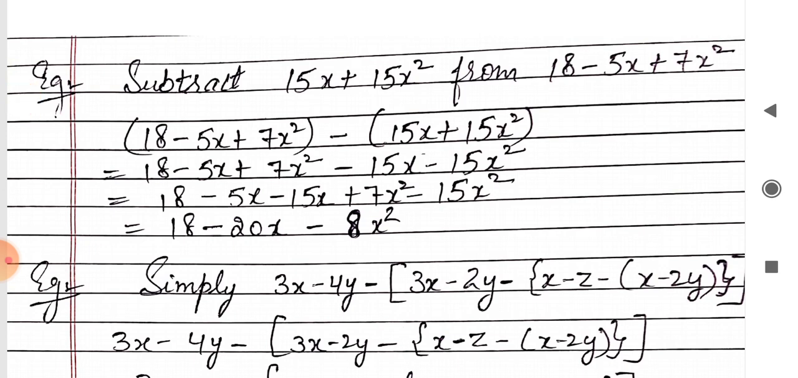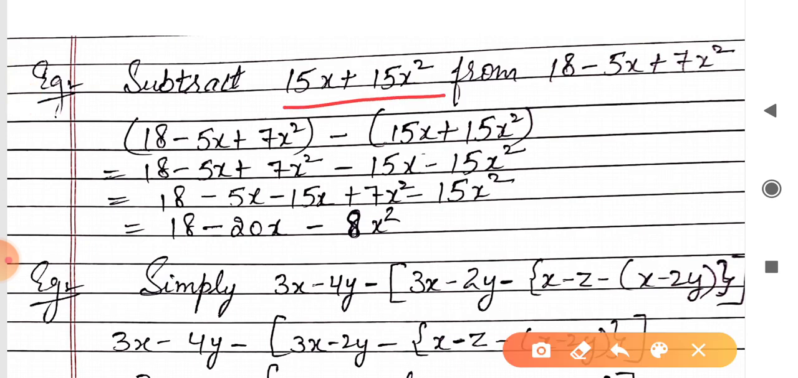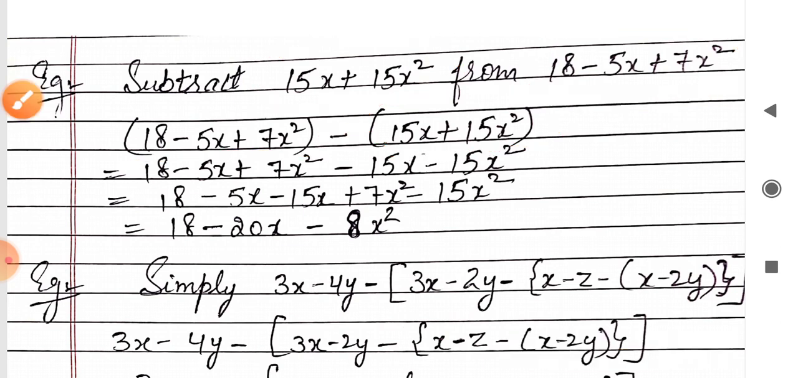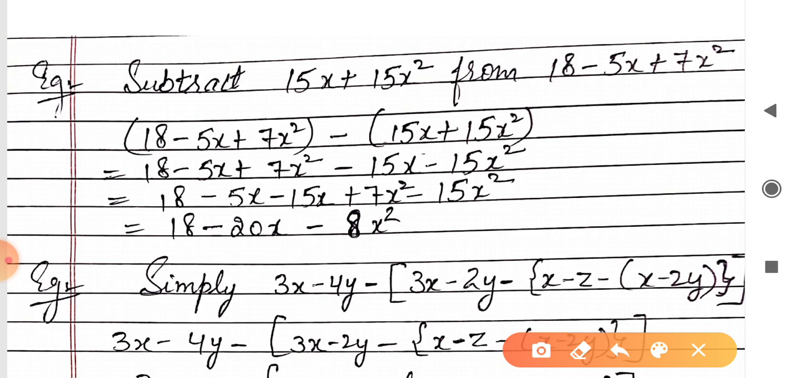Subtract 15x plus 15x square from 18 minus 5x plus 7x square. The first expression is 18 minus 5x plus 7x square, so write it in one bracket, and then the next expression is 15x plus 15x square, so write it in another bracket, and we will use a minus sign between these brackets.